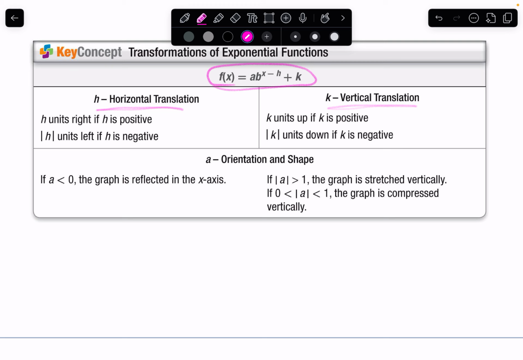The A value, if it's negative, and this is where this is coming from, if the A value is negative, your graph is going to be reflected. And then the A value is also going to tell you if your graph is being stretched vertically or if it's going to be compressed vertically. So again, like a normal graph would look like this. So if it's compressed, it's going to have more of a sharp turn to it, versus stretched is going to be almost closer to a straighter line.